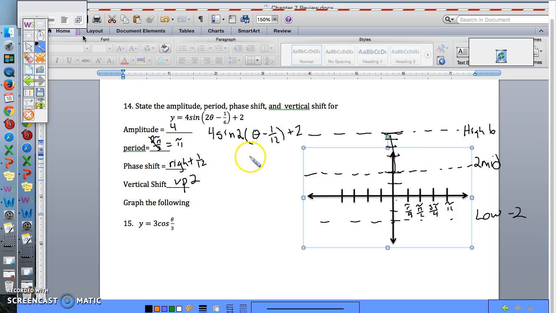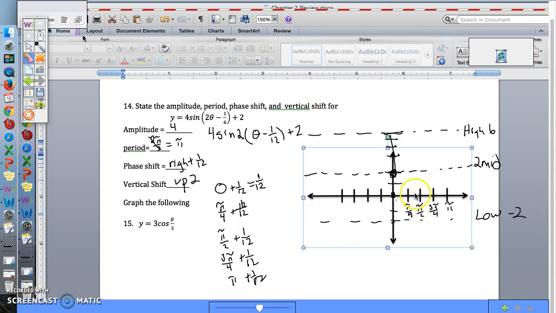Our phase shift is to the right 1/12. So sine, what is this? Sine normally starts in the center, so our center would be here to the right 1/12, and it doesn't match our scale. So really to the right 1/12 we have to take all of these marks, so pi over 4, pi over 2, 3 pi over 4, and pi, and we have to add 1/12 to all of these. So this first one's easy. This would just be 1/12.